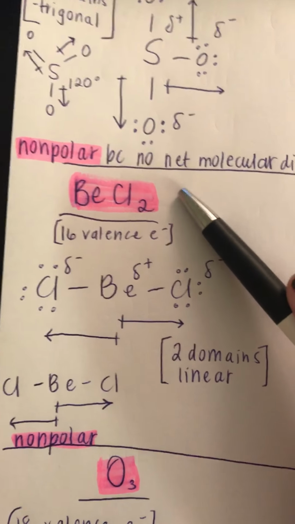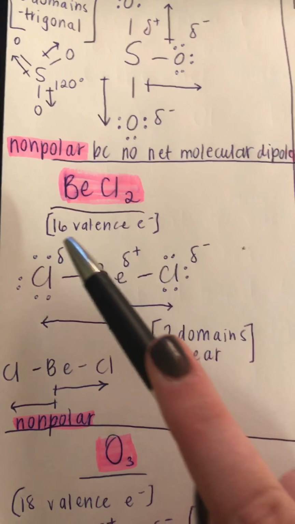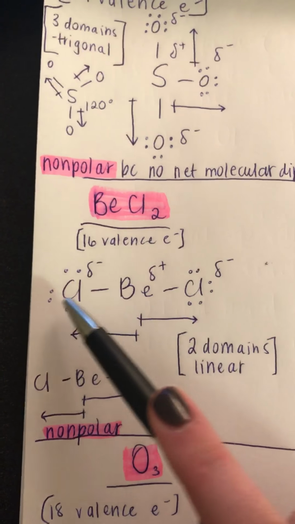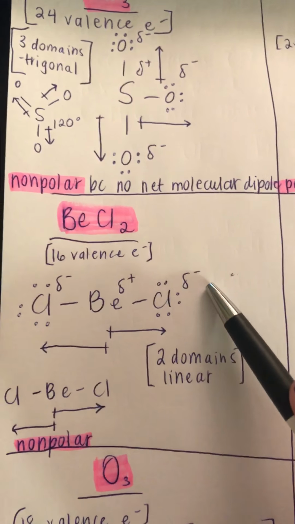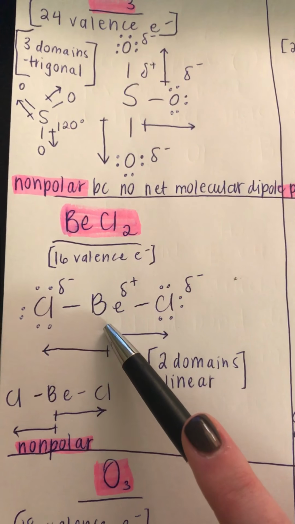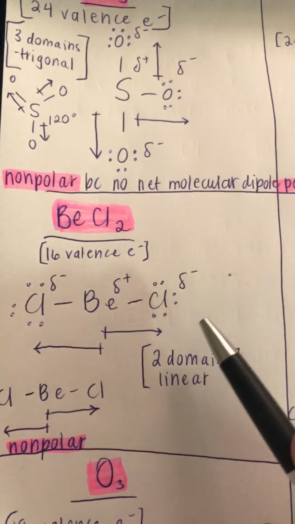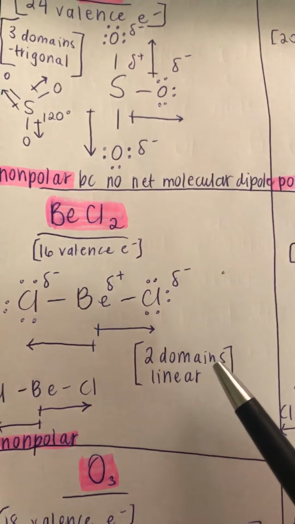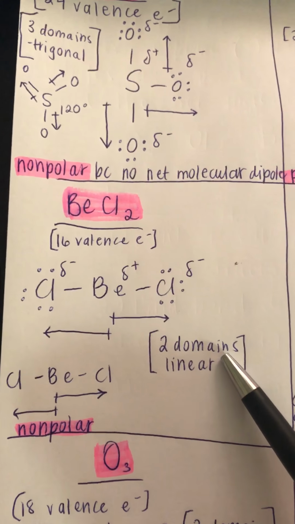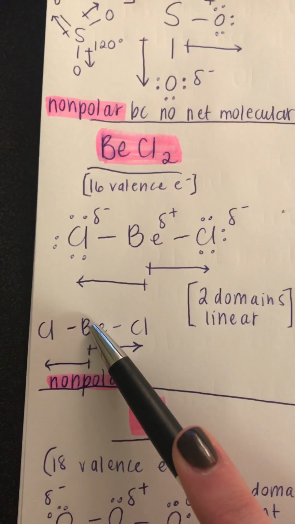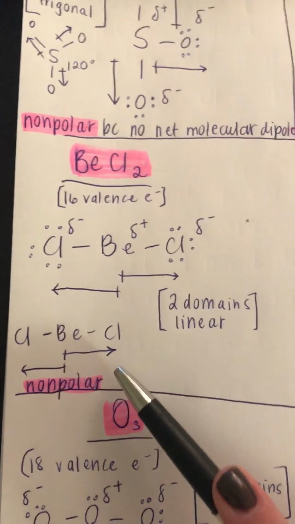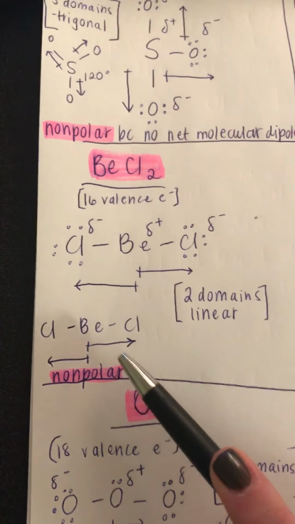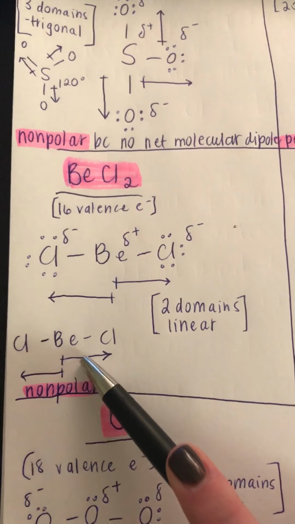So here we have BeCl2. So I counted up 16 valence electrons. So I drew the Lewis dot structure accordingly, and I assigned 2 partial negatives and a partial positive, which means your bond dipole is going to go this way and this way. So you have 2 domains here and here, which means it's going to be a linear molecular geometry. So you draw it like this, with your Cl's attached to your Be, and your bond dipoles going like this. And this is going to be nonpolar because these are going to cancel out, which creates no net molecular dipole.